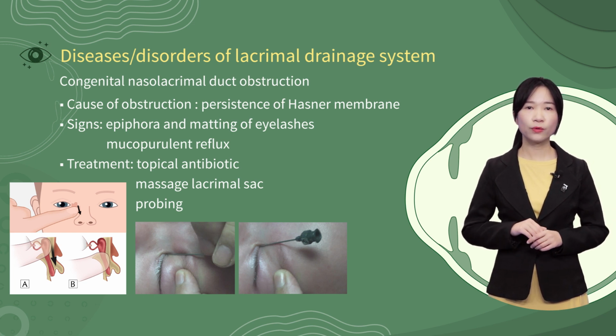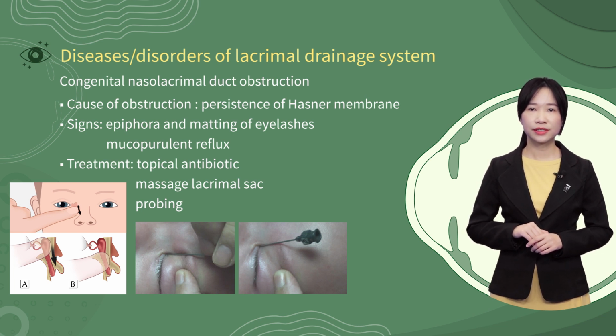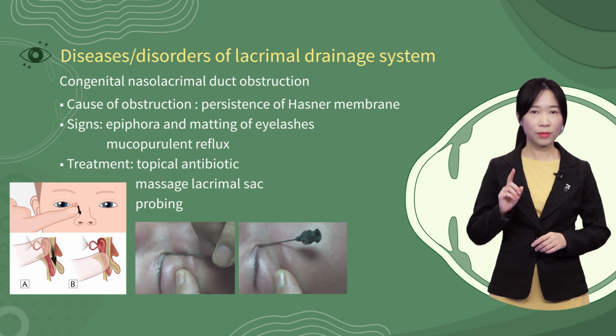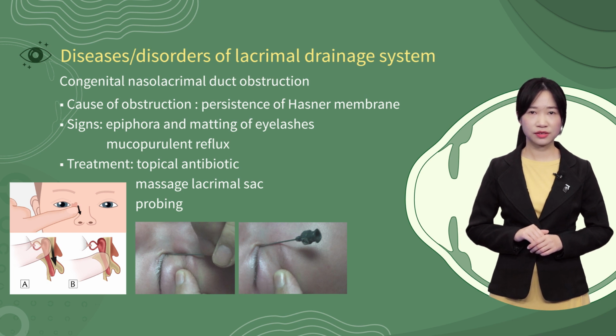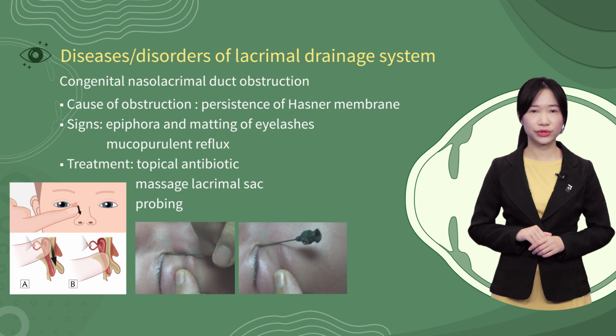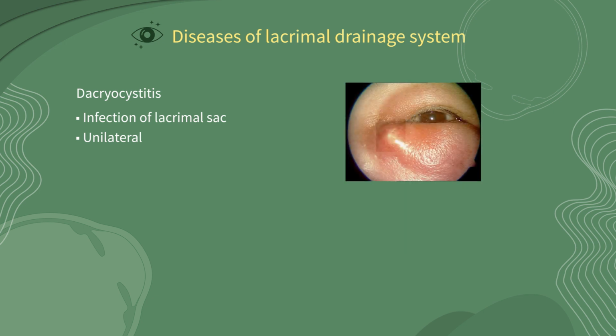We pass a fine wire via the canalicular system and nasolacrimal duct to pierce the obstructive membrane at the valve of Hasner. One probing is effective in 65% of cases. For those that fail, we can repeat probing and consider surgery. Infection of the lacrimal sac is a common disease that usually occurs in postmenopausal women. It is most often unilateral.